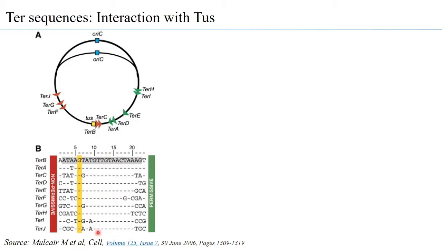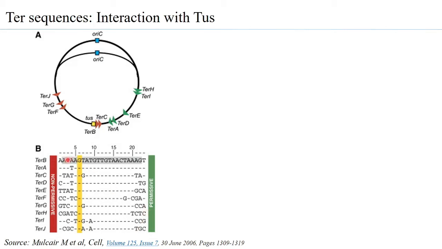So there is consensus between all the TER regions, there is similarity in the sequences, but there can be changes in the base pairs at the non-permissive end and at the permissive end. So therefore, what is being suggested here is that every TER region's non-permissive and permissive end can vary a little. Thereby, its efficacy to actually arrest the fork may vary.